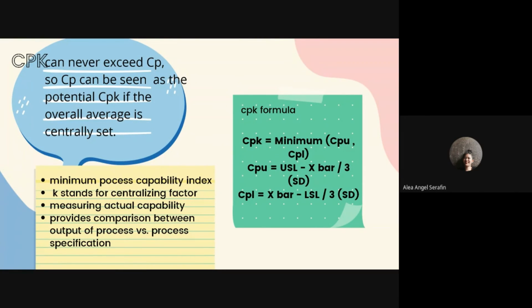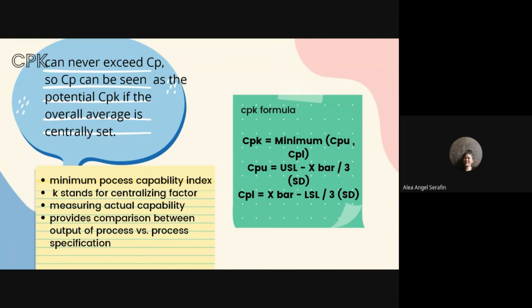CP indicates whether the distribution will potentially fit within the specification, while CPK indicates whether the overall average is located in the center. The CP and CPK values will be the same if the overall average is at the specification center. CPK can never exceed CP, so CP can be seen as the potential CPK if the overall average is centrally set.